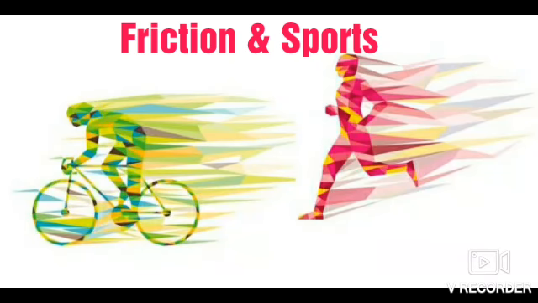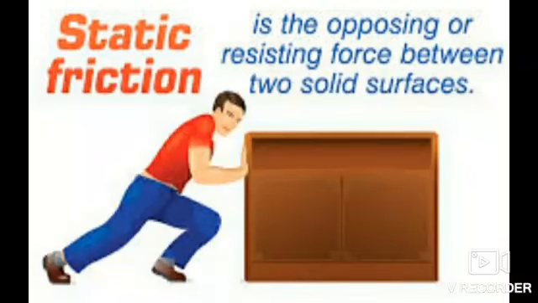There are two main types of friction: static friction and kinetic friction. Static friction: the opposing force that comes into play when one body tends to move over the surface of another, but the actual motion has not yet started, is called static friction.